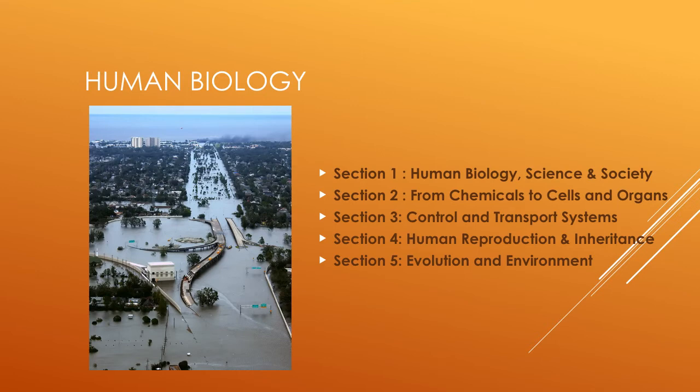And then in the third section, we'll talk about particular organs like the nervous system and the endocrine system. Those are the glands that make hormones, and then our transport, our cardiovascular system. Then we'll talk a lot about human reproduction, genetics, and inheritance in the fourth section. And then lastly, we're going to talk about some bigger picture things like human evolution and the human interaction with the environment. This little picture here is a picture of New Orleans after Hurricane Katrina, and we'll talk about things that humans do that affect the environment and how the environment affects humans.